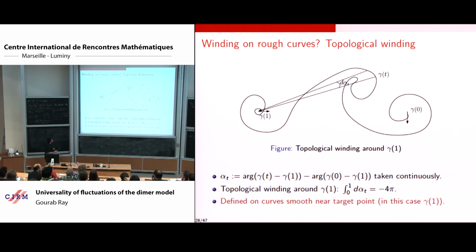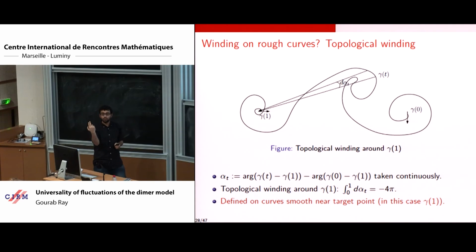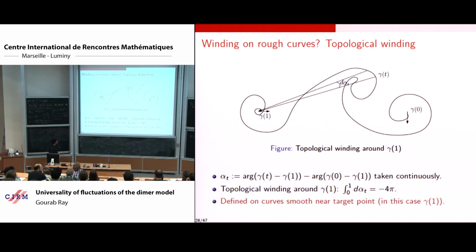So what other way can you think about it? Imagine you're sitting on gamma 1, which is one endpoint of the curve, and you look at how the curve turns seen from your point. This is given by this formula, and you want to take it continuously because if you turn 2 pi, you don't want to go back to 0. So when you turn 2 pi, you start counting again from 2 pi. If you turn a lot, you will end up with a large number. So this gives you another number. It's different from the one that you got before. You can check it with some very simple examples. You will see that these numbers do not match at all.